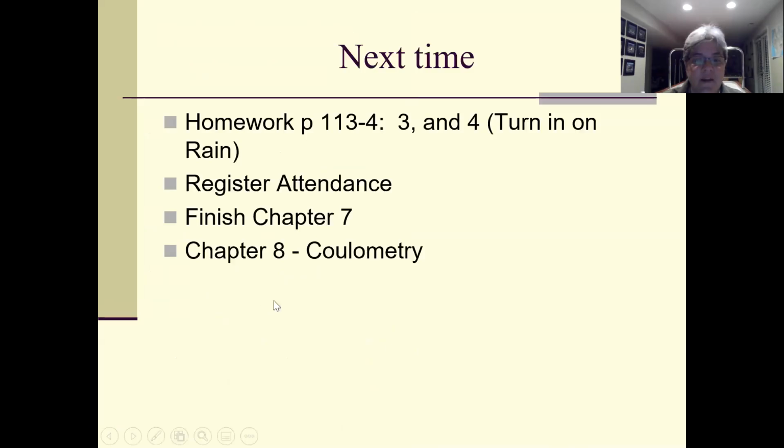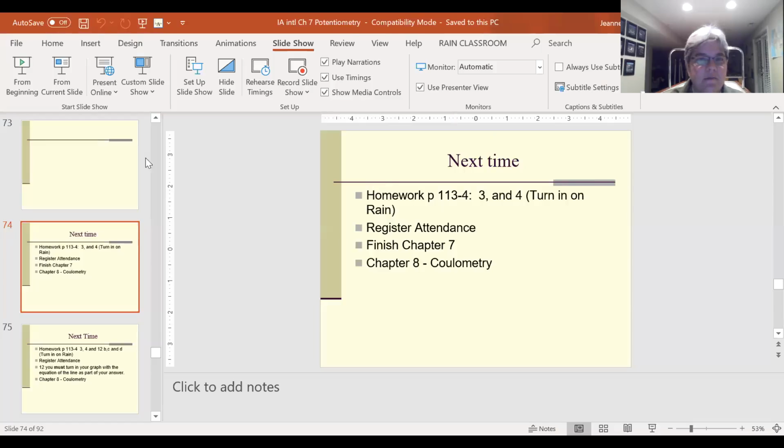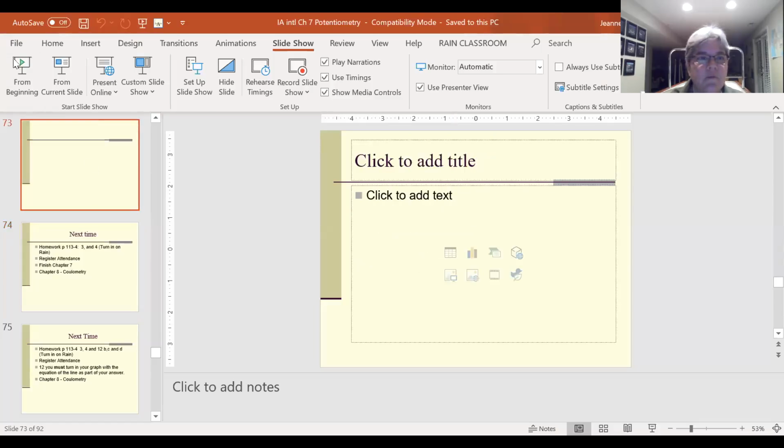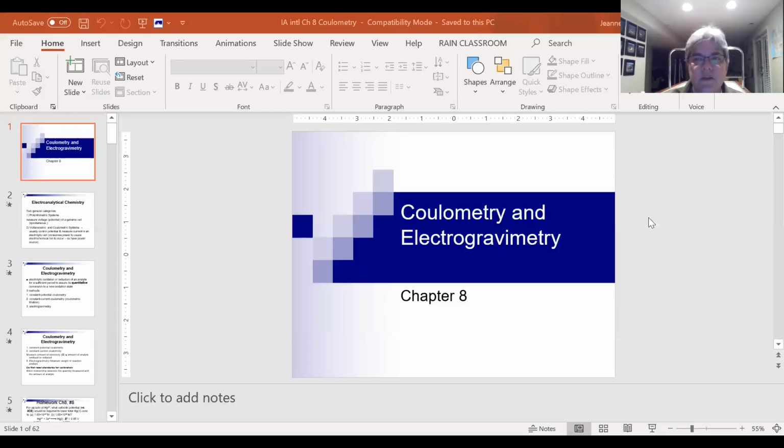Okay, so that is it for chapter 7 then. We've already done all the homework for that. And we're now going to go over to coulometry.